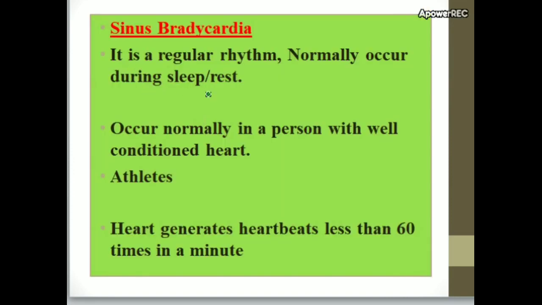Sinus bradycardia is a normal regular rhythm, normally occurring during sleep or rest, and occurring normally in a person with a well-conditioned heart, especially athletes. The heart generates heartbeats less than 60 times in a minute.